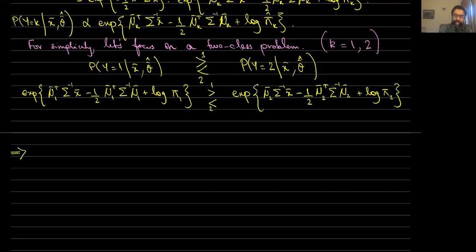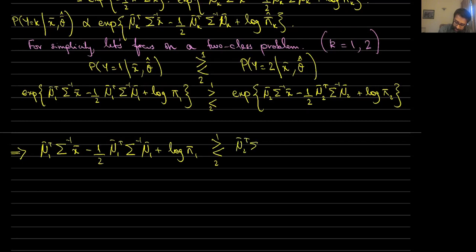Excellent. So I can take the log on both sides, or I can just use the argument that exponential e raised to something is a monotonically increasing function. So if this thing is greater than this thing, that means iska argument is greater than the argument of this. Right? So this means ki mu 1 transpose sigma inverse x minus half mu 1 transpose sigma inverse mu 1 plus log of pi 1 is greater than mu 2 transpose sigma inverse x minus half mu 2 transpose sigma inverse mu 2 plus log of pi 2.